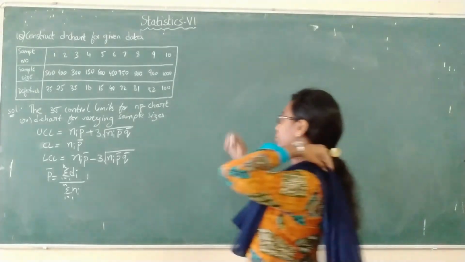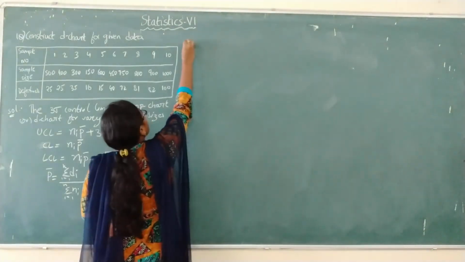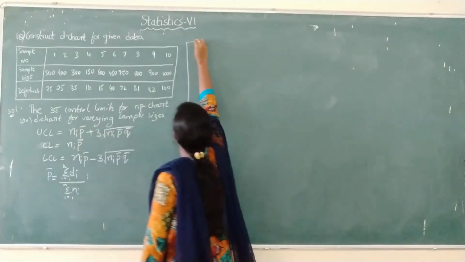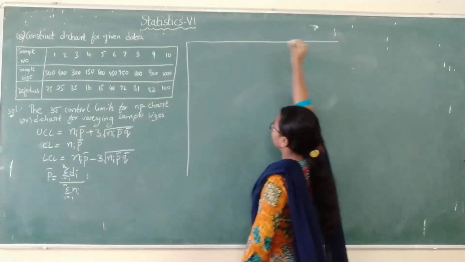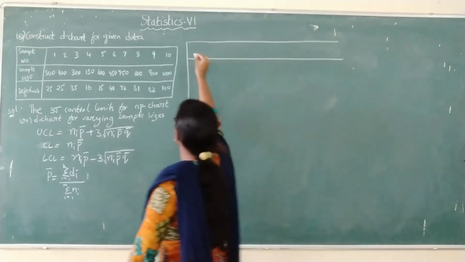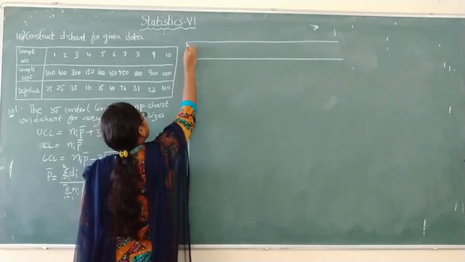So now draw the box. In total there are 10 samples. First we will write the sample number.